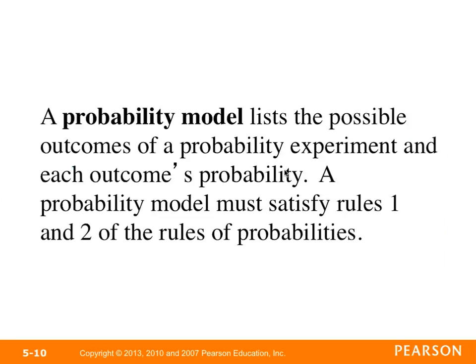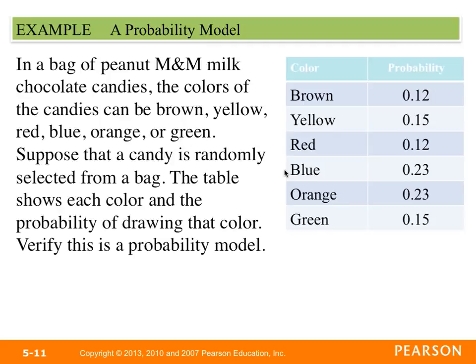Now, what a probability model does is it lists all of the possible outcomes of a probability experiment and each outcome's probability. So a probability model has to satisfy the rules from the previous slide. So if we look at this here, in a bag of peanut M&M milk chocolate candies, the colors of the candies can be brown, yellow, red, blue, orange, or green.